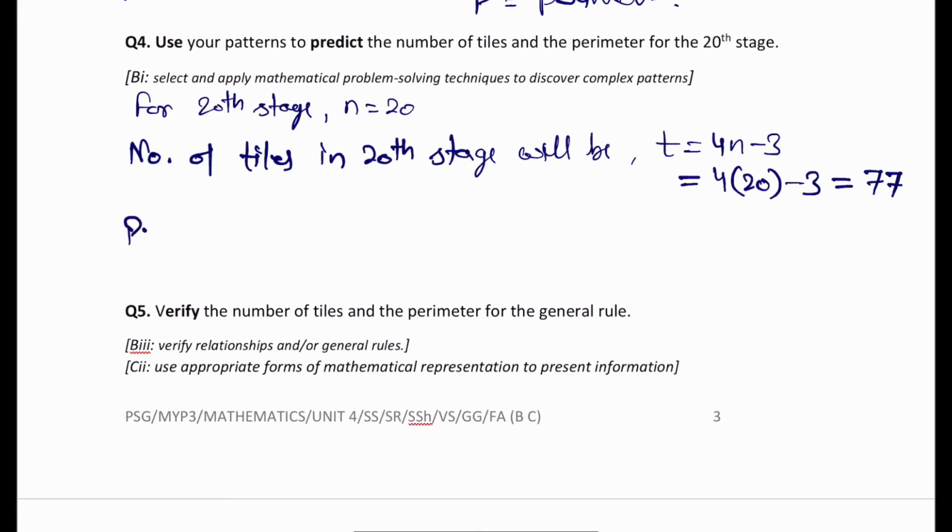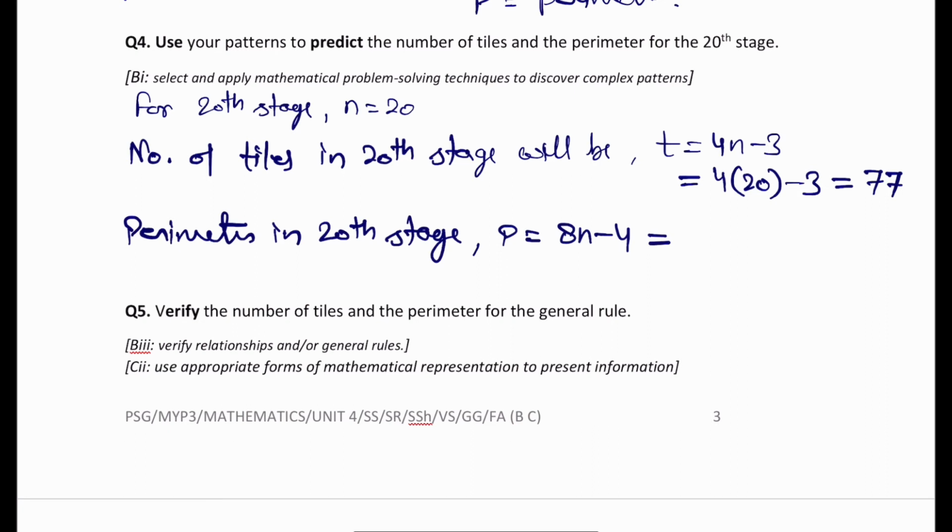Similarly, you can check out the perimeter also. Perimeter in the 20th stage. P equals 8n minus 4. Substitute the value of n over here. So 8 times 20 minus 4. 8 times 20 is going to be 160. 160 minus 4, 156 units. Since it's a perimeter, we should write down the units at the end.